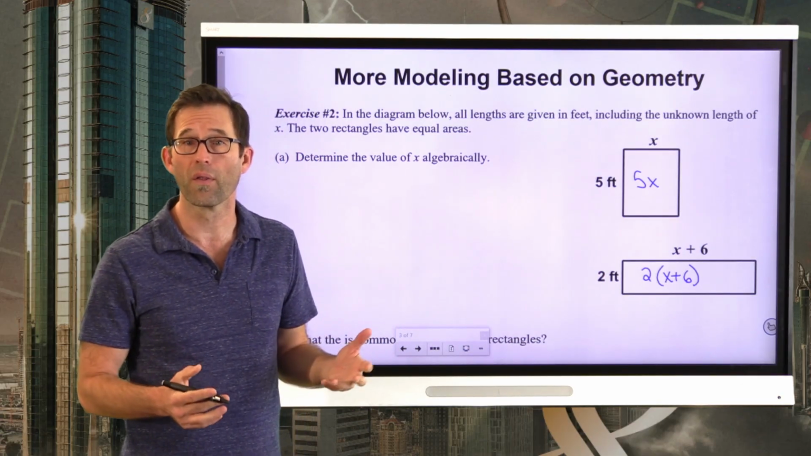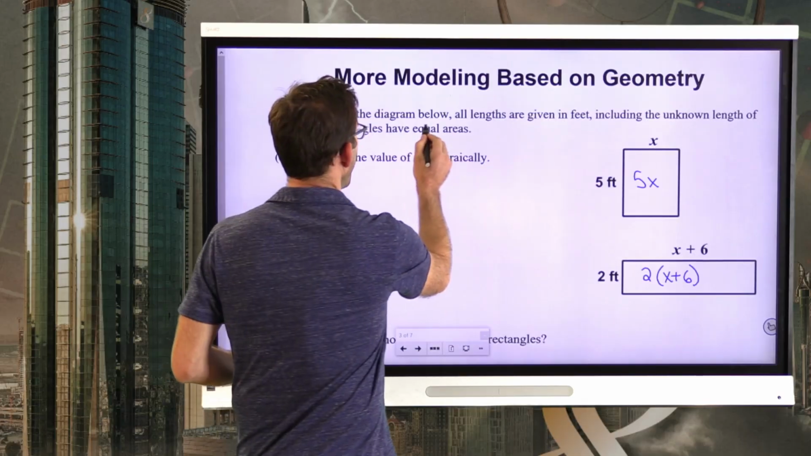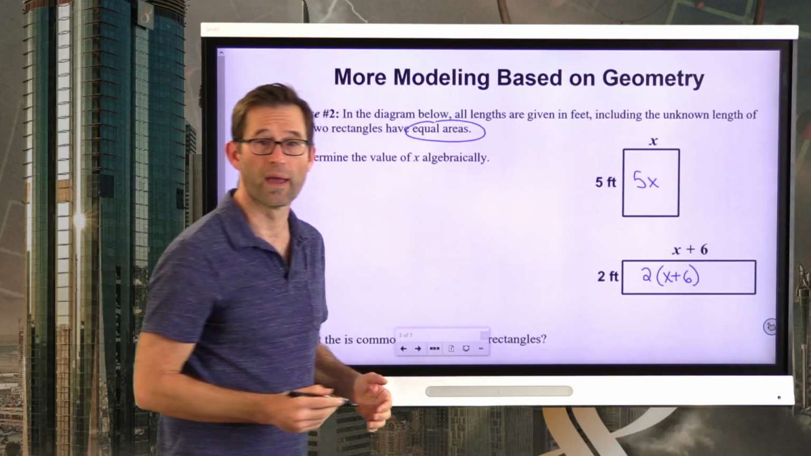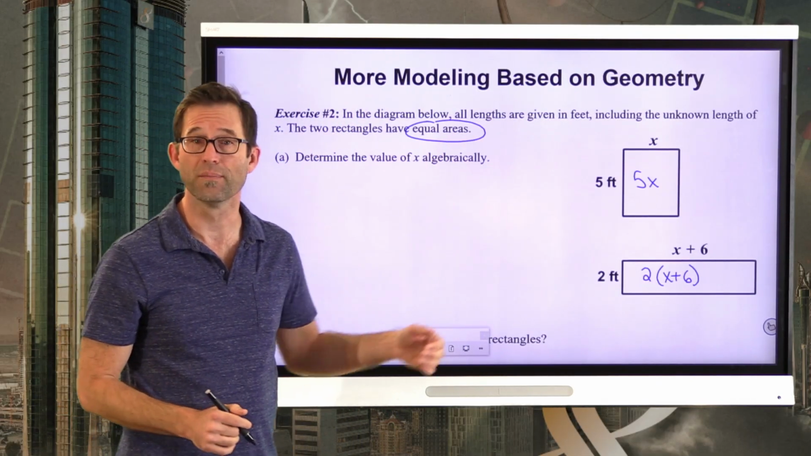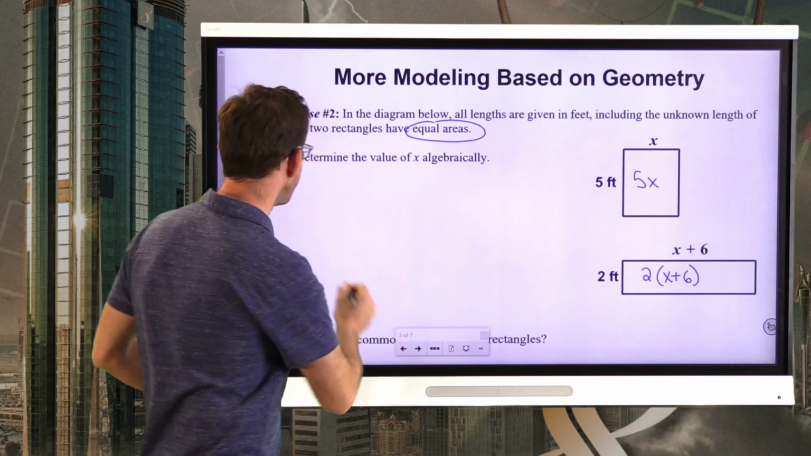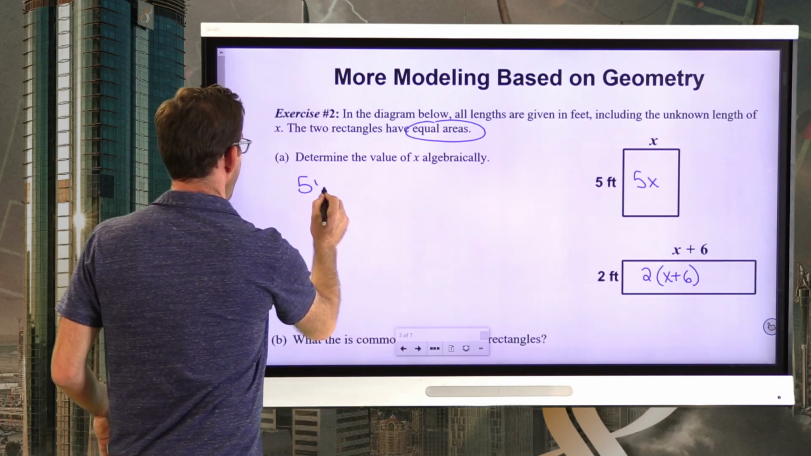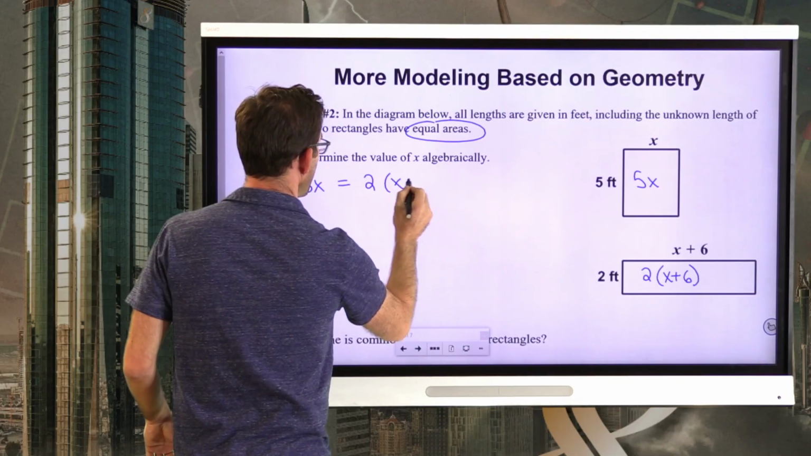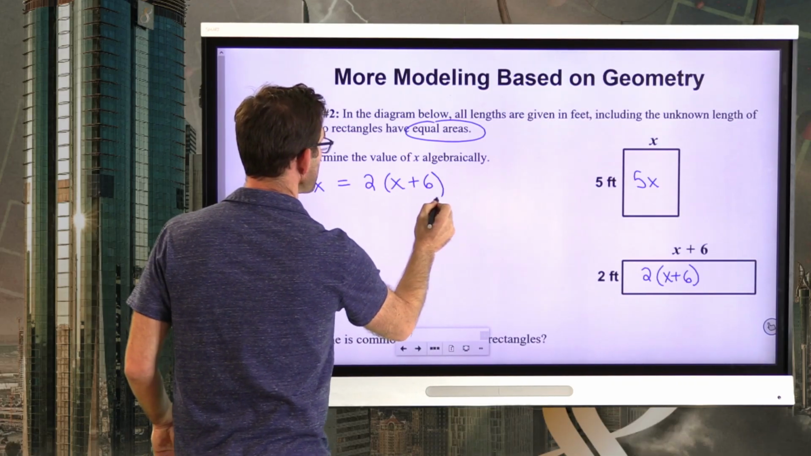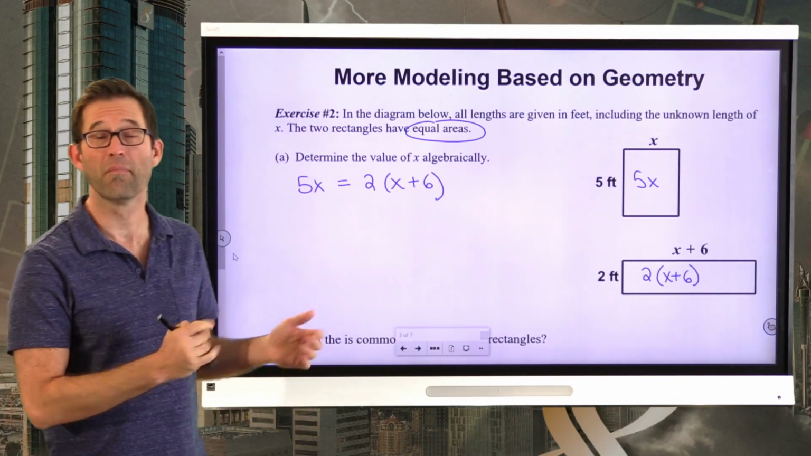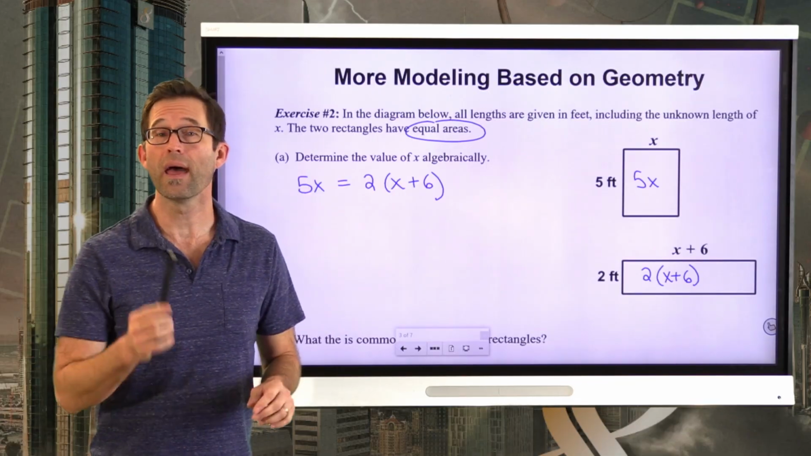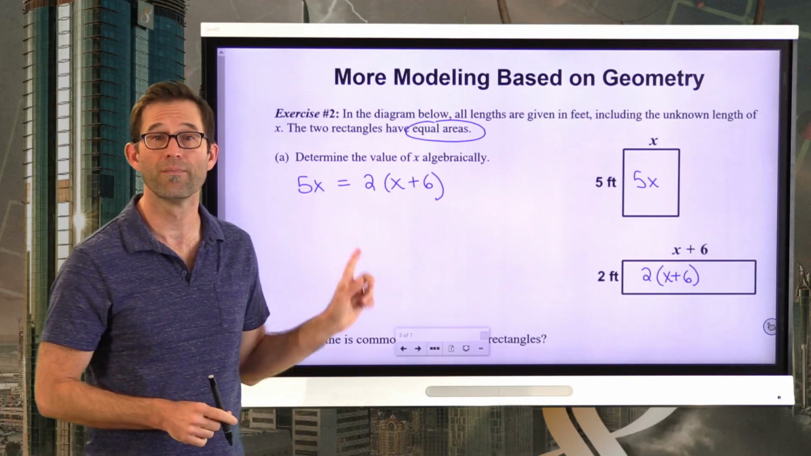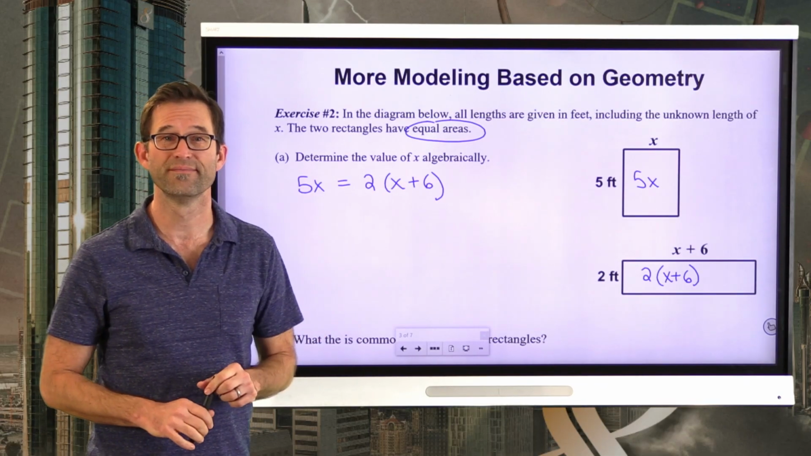Now, how do we model the scenario? Well, we are told that the areas of the two rectangles are equal. So I'm simply going to take this area, which is 5x, and I'm going to set it equal to that area, which is 2 times x plus 6. That models this scenario. And now what I'd like you to do is pause the video and solve this equation.